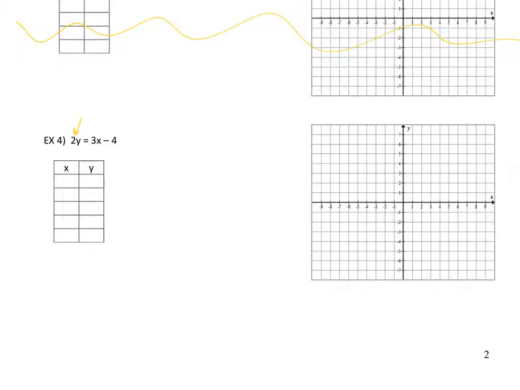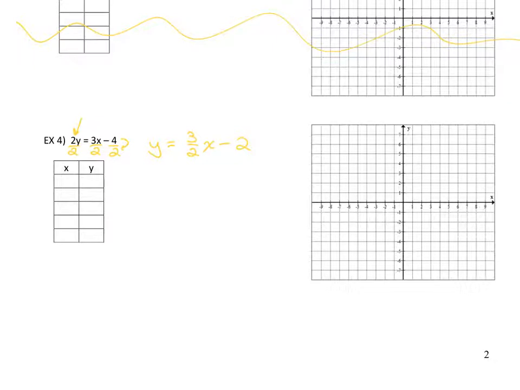So in this case we have 2 times y. It is clear that y is not isolated, so we should divide all terms by 2 to isolate the y. So it'll look something like this, divided by 2, divided by 2, divided by 2. And that will give you y equals 3 over 2x minus 4 divided by 2 is 2. Now that we have solved for y, I can assure you there's no distributions or terms to collect over here on the right side. The next step was pick x values that make sense.